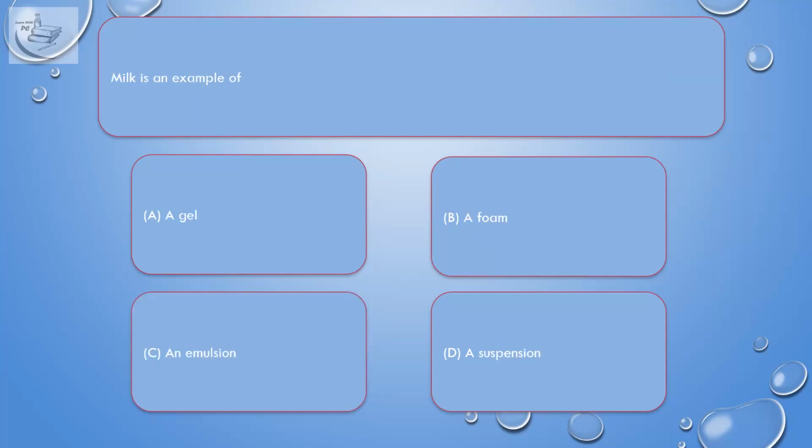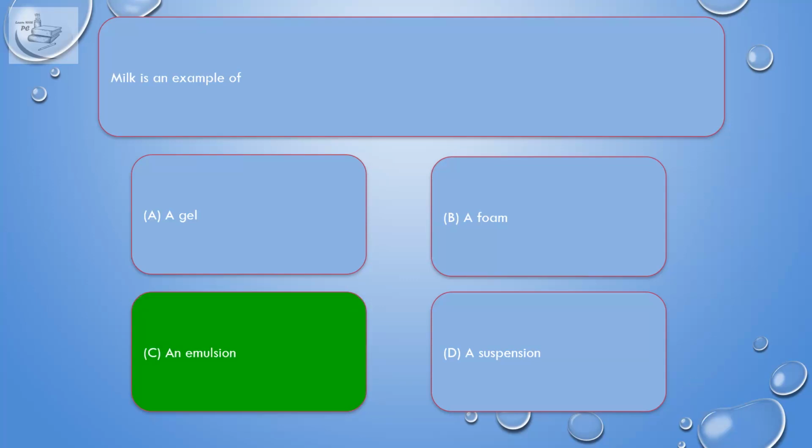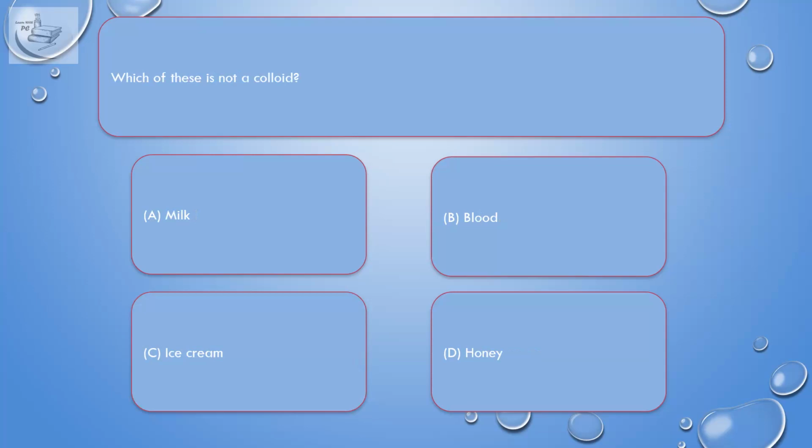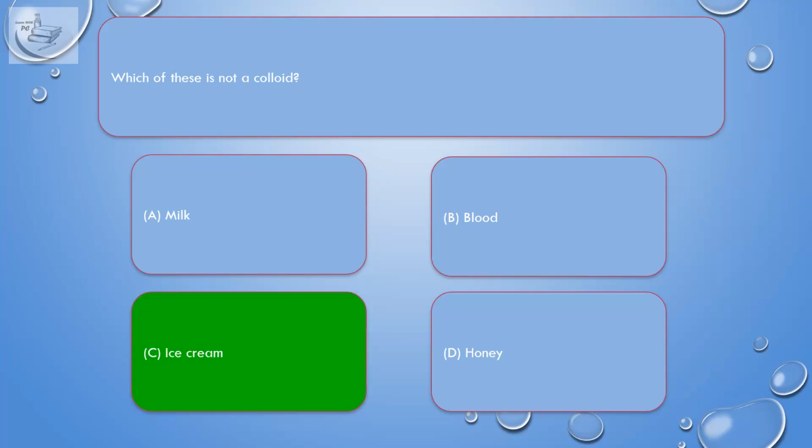Question: milk is an example of A. A gel. B. A foam. C. An emulsion. D. A suspension. Correct answer is C. An emulsion. Question: which of these is not a colloid? A. Milk. B. Blood. C. Ice cream. D. Honey. Correct answer is C. Ice cream.